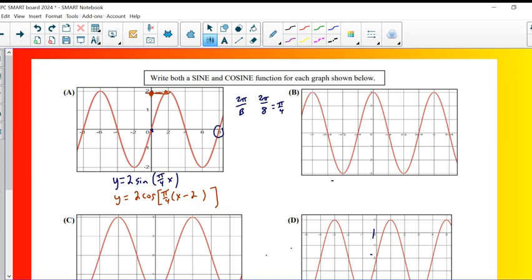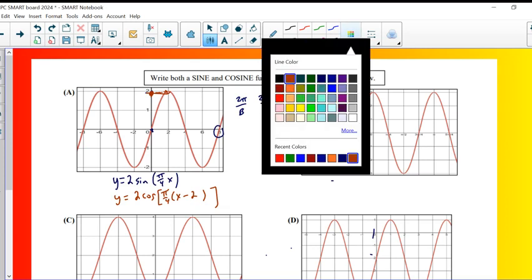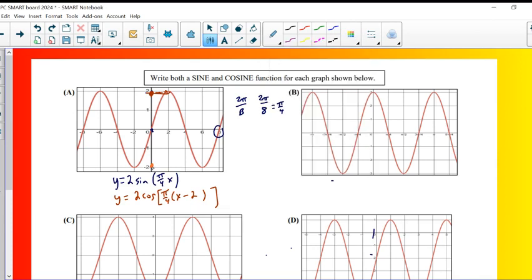Now, some of you may have seen this from a negative cosine's perspective, and that's awesome. Negative cosine starts here, and then you would have shifted it to the left by 2 units. So you could also have said y equals negative 2 cosine, still the same frequency, pi fourths, and call that x plus 2. I would totally accept that. Okay, let's look at the next one.